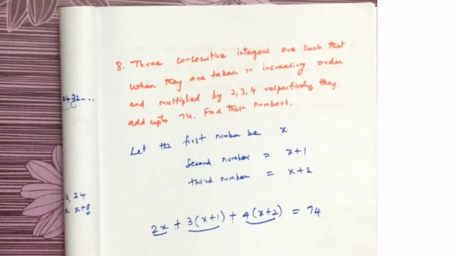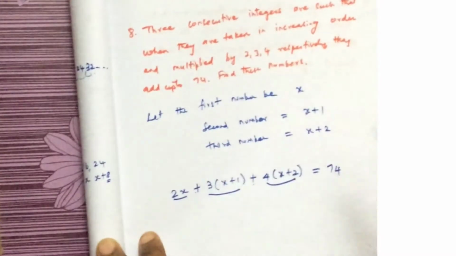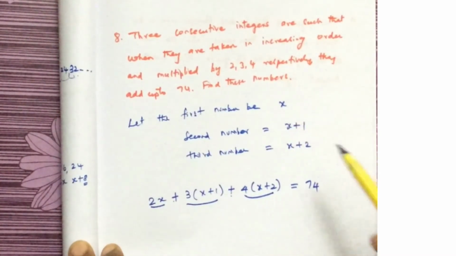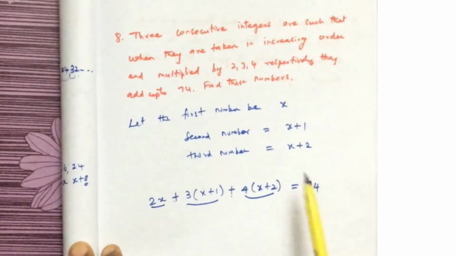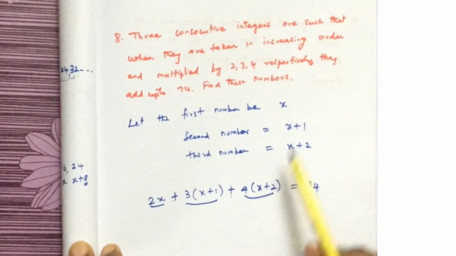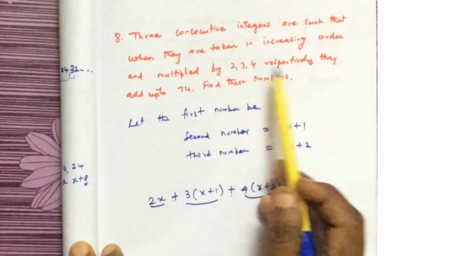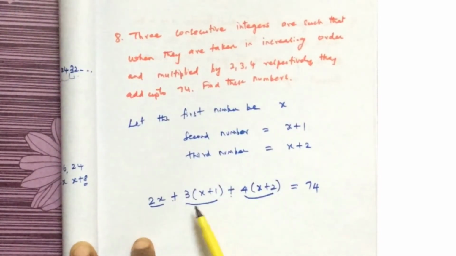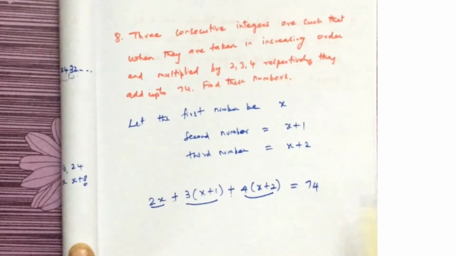Okay, so I am repeating this. First is consecutive integers. You know how to get consecutive numbers: just add 1 to that. So this is x, second is x plus 1 and the third is x plus 2. We solved similar problems like this. Now one different thing is here: these integers should be multiplied by 2, 3 and 4 respectively, which means the first number is multiplied by 2, the second number is multiplied by 3 and the third number is multiplied by 4, and add up to 74.